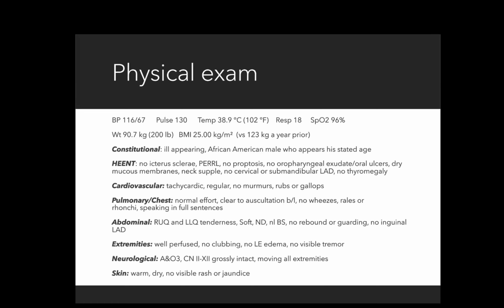With regards to the constitutional, you see a very ill-appearing African American male. There is no icteric sclera, no proptosis, no cervical or submandibular lymphadenopathy, no thyromegaly. Cardiovascular-wise, just tachycardic, no murmurs. Pulmonary, he's speaking in full sentences. Clear auscultation. Abdominal-wise, remember the right upper quadrant tenderness and left lower quadrant tenderness.